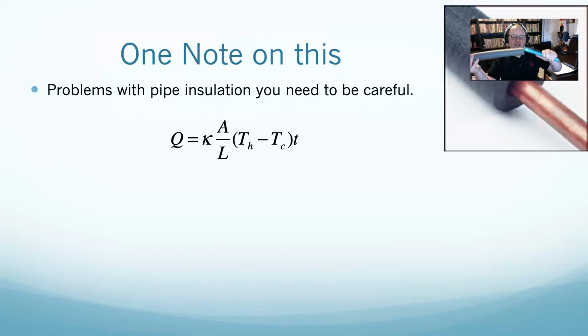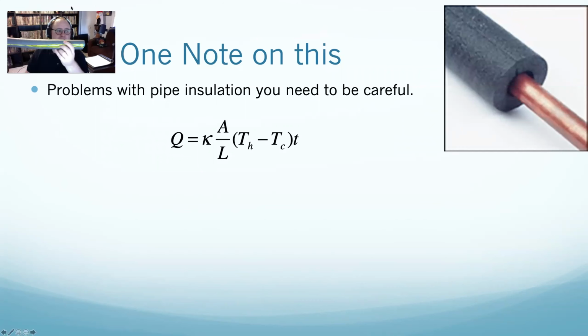If I wrap this pipe in pipe insulation, what I'm doing is changing how much heat I'll lose by conduction. See, this insulation is made to be something with a very low value of kappa. By putting this in, I will reduce how much heat is lost to the air because I added this thing with a low value of kappa.